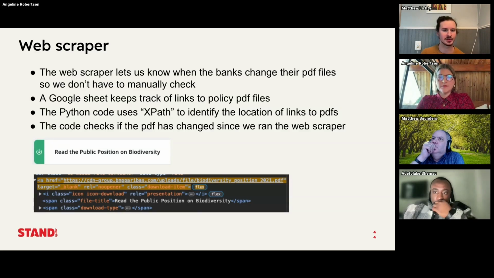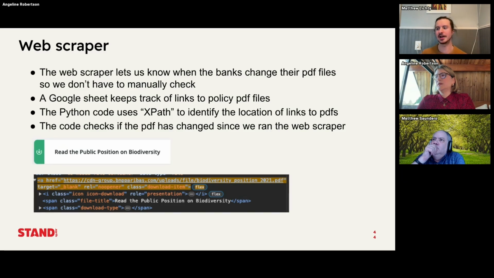So you can see here, there's a little button that's an example from a website that says, read the public position on biodiversity. And underneath that is the underlying HTML code in which I've highlighted the link to the actual PDF file that we're downloading. Now, the PDF file is named biodiversity position 2021.pdf. That's obviously going to change from year to year, so we can't just use that PDF name or even that link because that's going to change. So that's why we use an XPath, which gets us to that point in the HTML code, so that then we can get the updated link even as it changes year to year. We can still download the link that we want. The code checks if the PDF has changed since the last time we ran the web scraper.